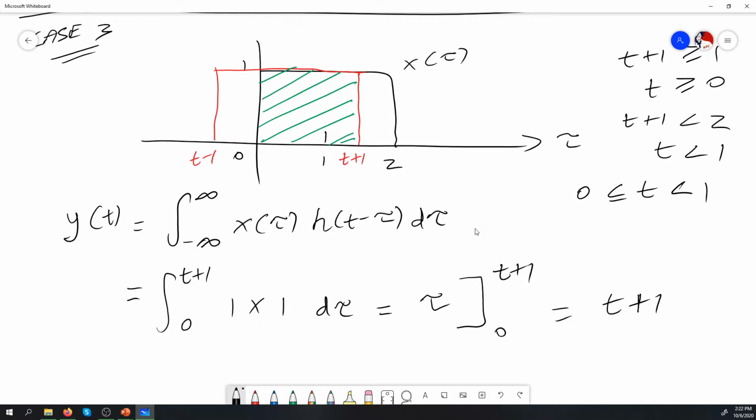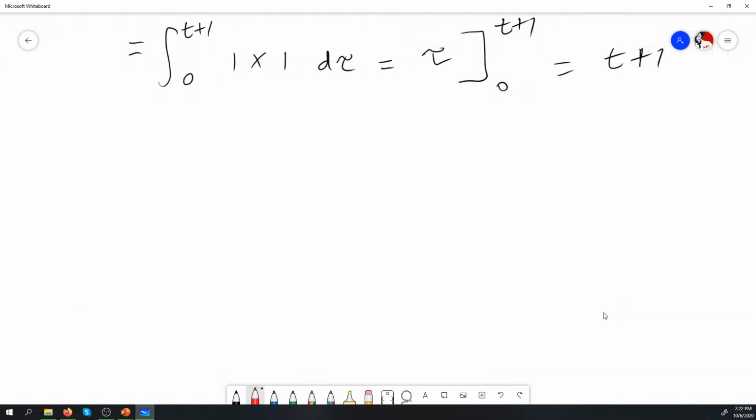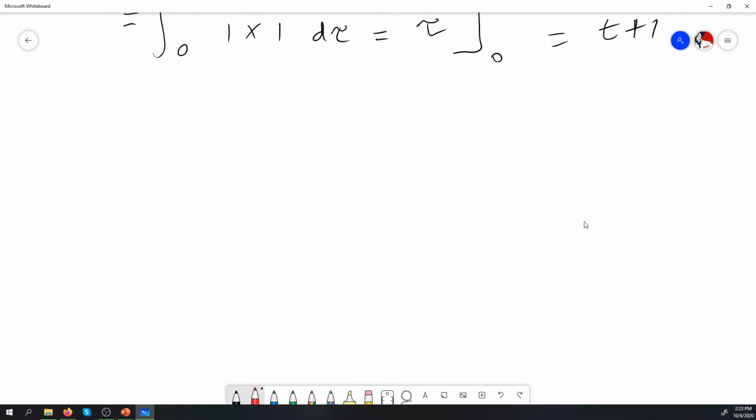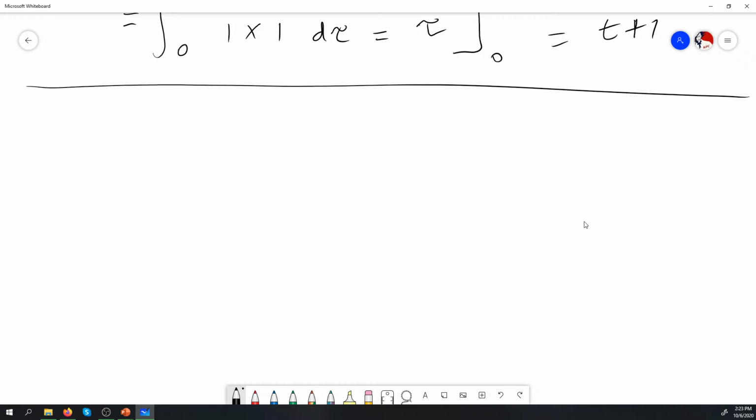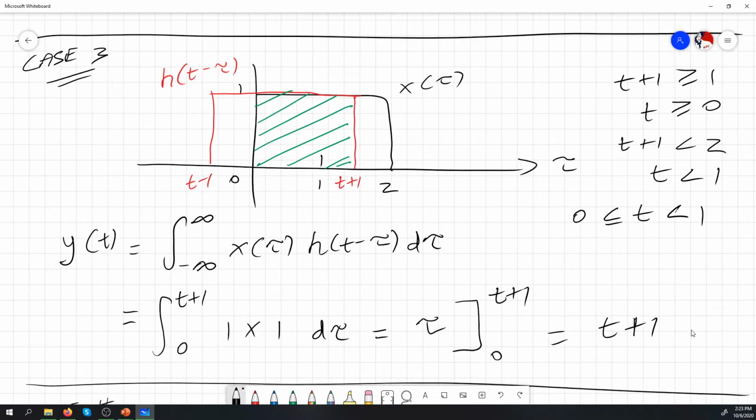Right. So for the next case, we're going to slide this h of t minus tau signal such that the t plus 1 intercept is now going to be in between 2 and 3 here on the tau axis accordingly. So let's evaluate case 4 here to see what this looks like.